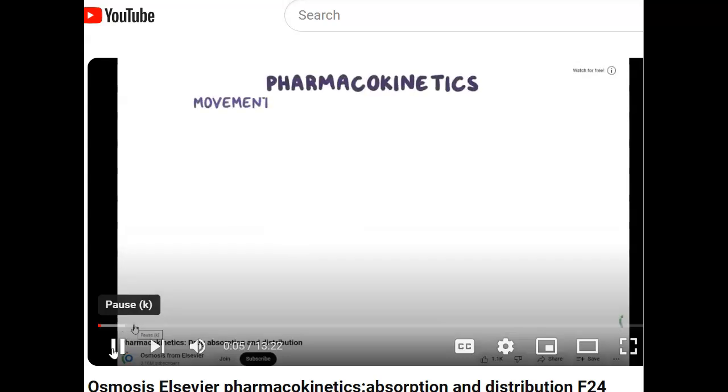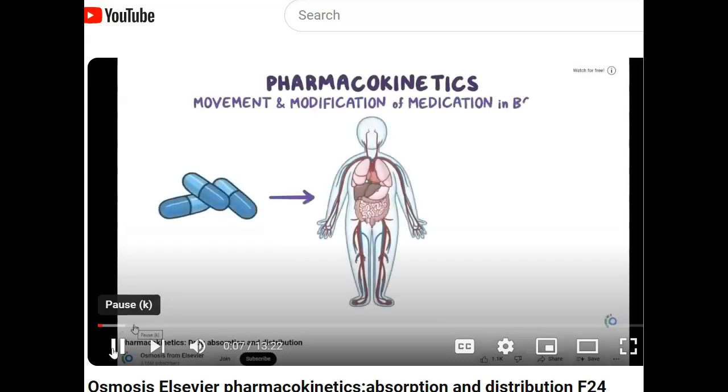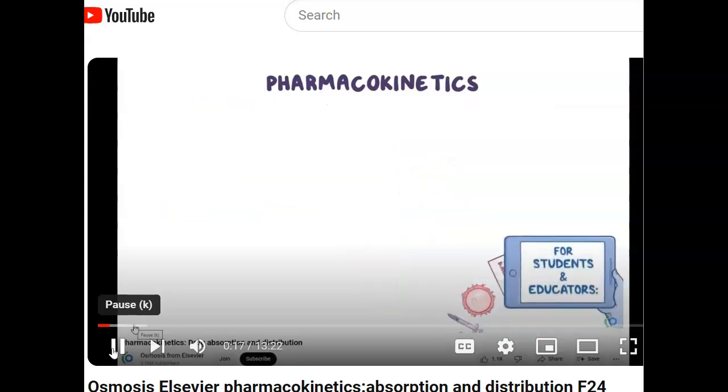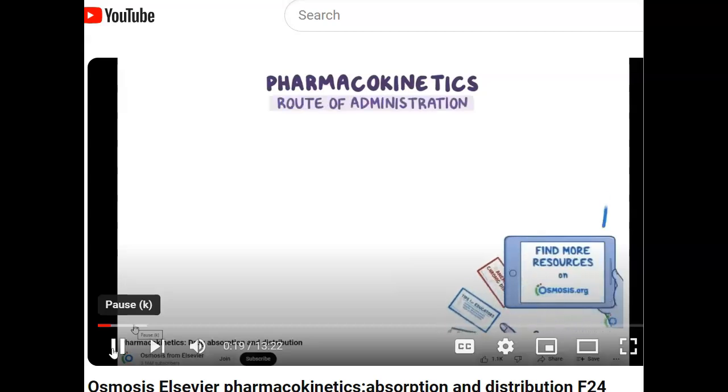Pharmacokinetics refers to the movement and modification of a medication inside the body. In other words, it's what the body does to a medication and how it does it. Okay, first things first. A medication needs a way to be administered or a route of administration.